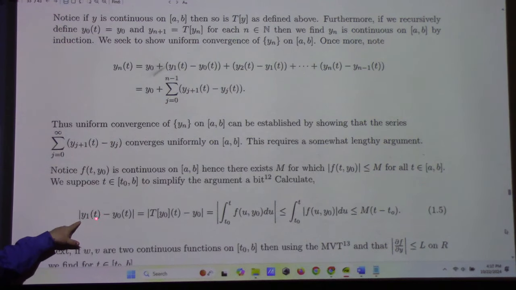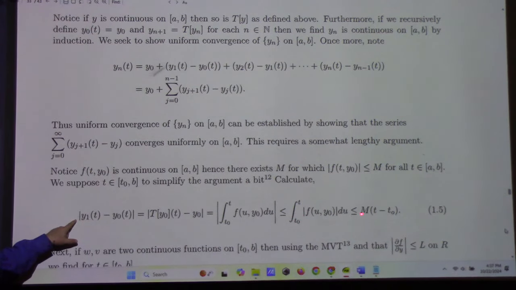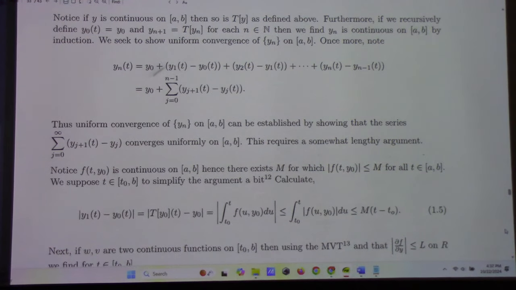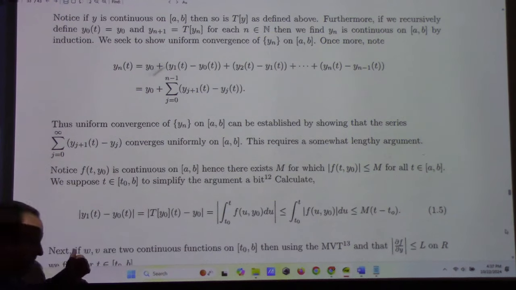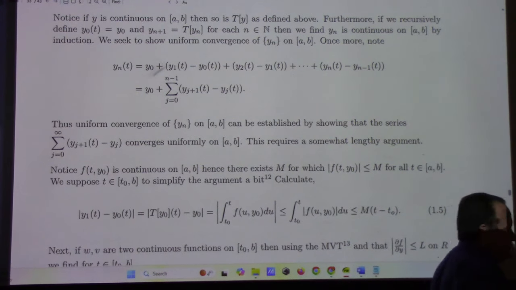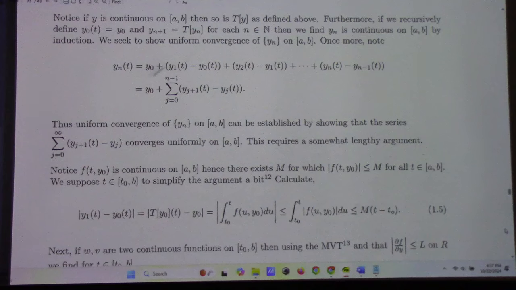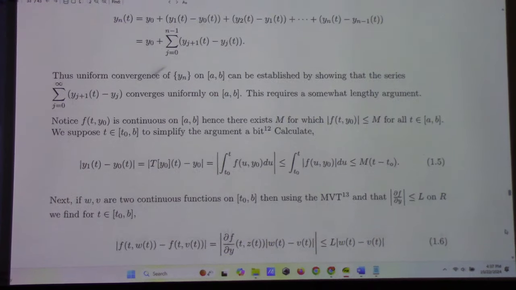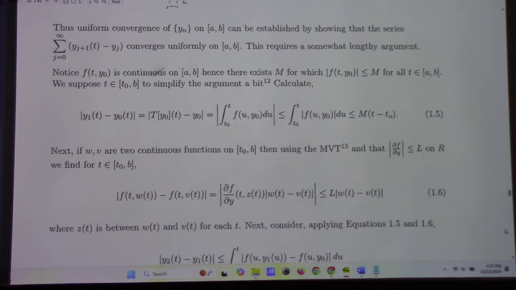So y1 minus y naught is T of y naught, like that, which by definition is this. But that is less than or equal to the integral of the absolute value. Great. Which is bounded by M. So we have this. This guy is less than that. Now, that's point number one. We're going to use that, I think, in what follows. Not directly what follows, though, I don't think.